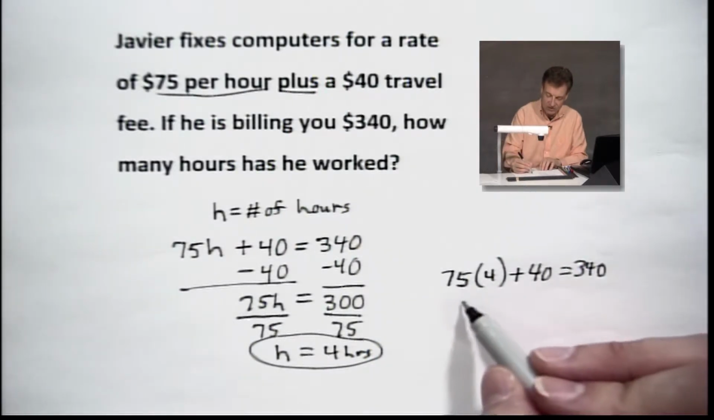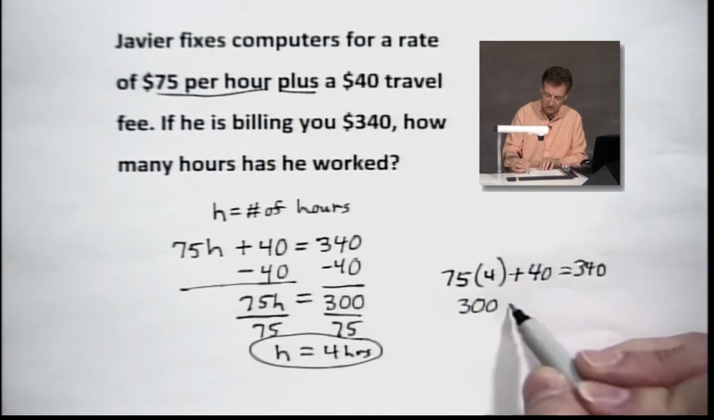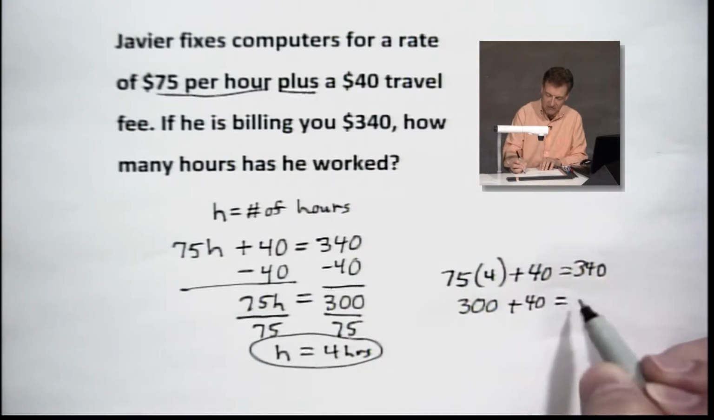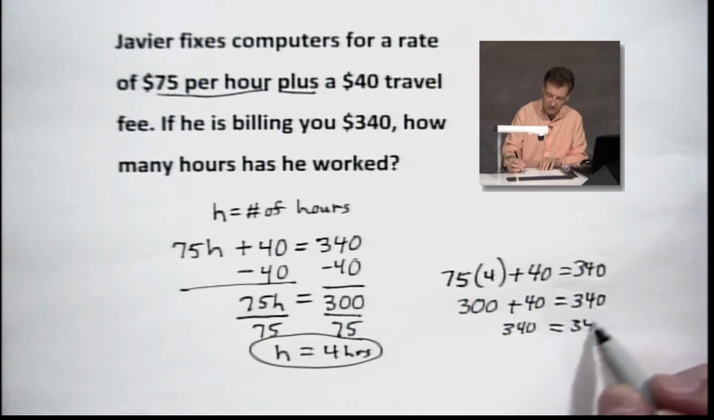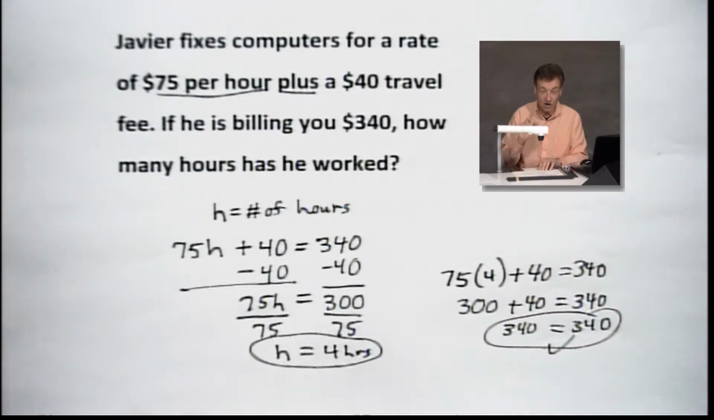Well, 75 times 4, that does get me back up to $300. He's adding $40 for his travel. My friends, it looks to me like a good old $340 equaling $340. That's what you owe Javier, and that's how long he worked. All right, good stuff. Way to go.